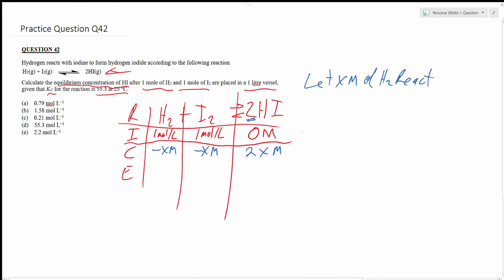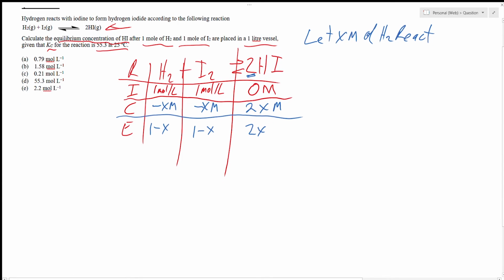Now, due to the stoichiometric coefficient out the front of this reaction, we're going to produce 2X moles per litre of hydrogen iodide. So at equilibrium, if we've had 1 mole per litre initially and we're consuming X moles per litre, at equilibrium we'll have 1 minus X molar. So we're just summing down the columns. 0 plus 2X is 2X. So we have now some equilibrium concentrations that we could substitute into the law of mass action.